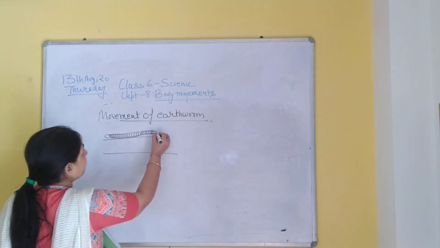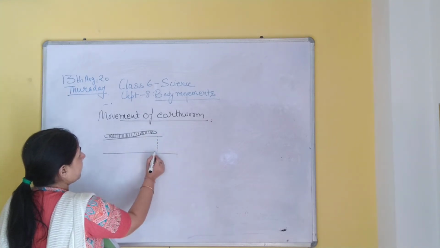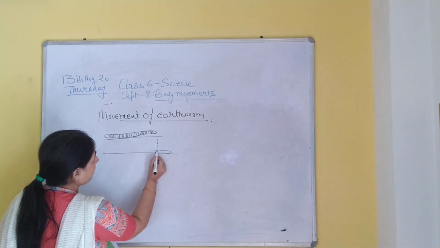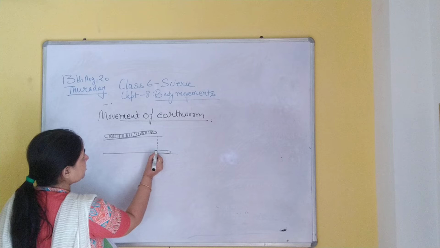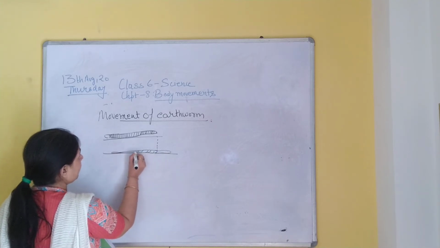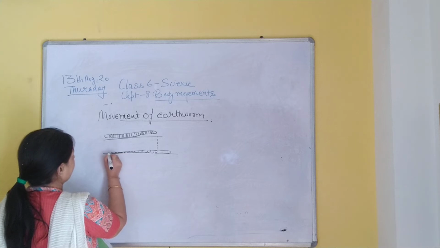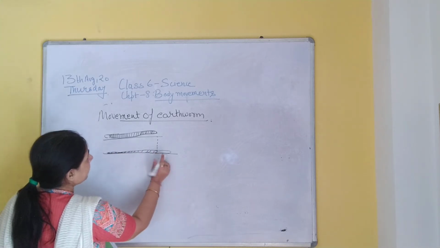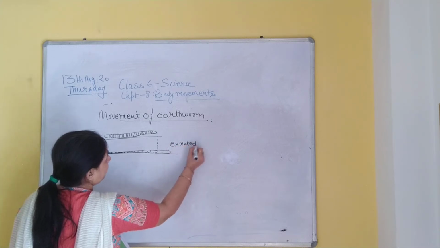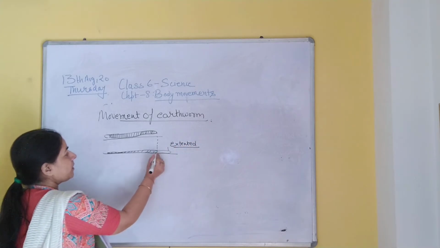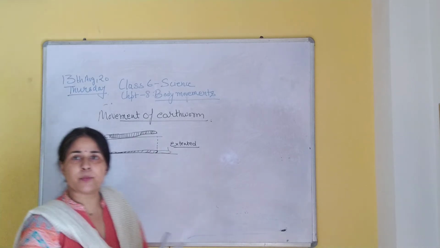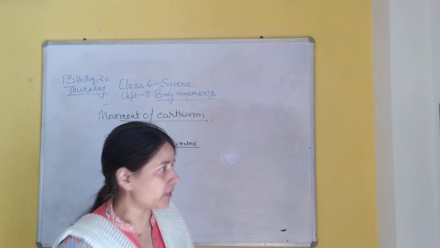Now with the help of the muscles, let us see. The earthworm is here. It extends its body. The body of the earthworm is extended. It has reached here, and the other portion is still at the back. The part which is in the anterior has been extended with the help of muscles.